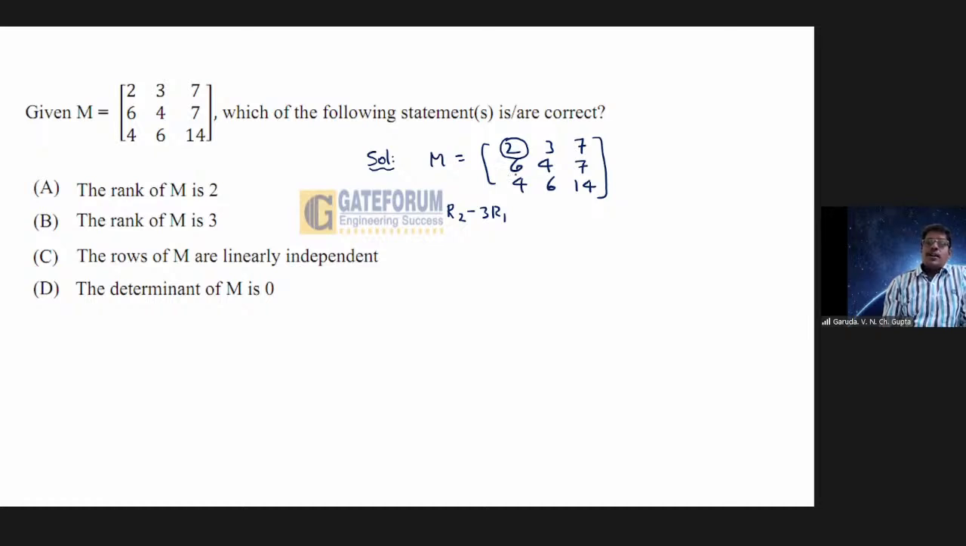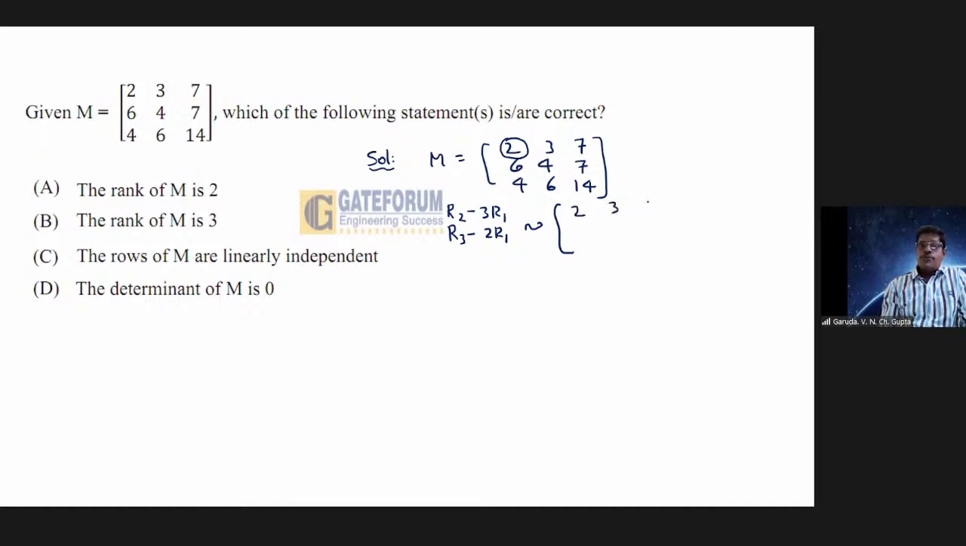R2 minus 3R1: 6 minus 3 into 2. We have to make this R3 element 4 zero. R3 minus 2R1, so we will be getting another 3 by 3 matrix. R1 remains the same, only R2 and R3 change.